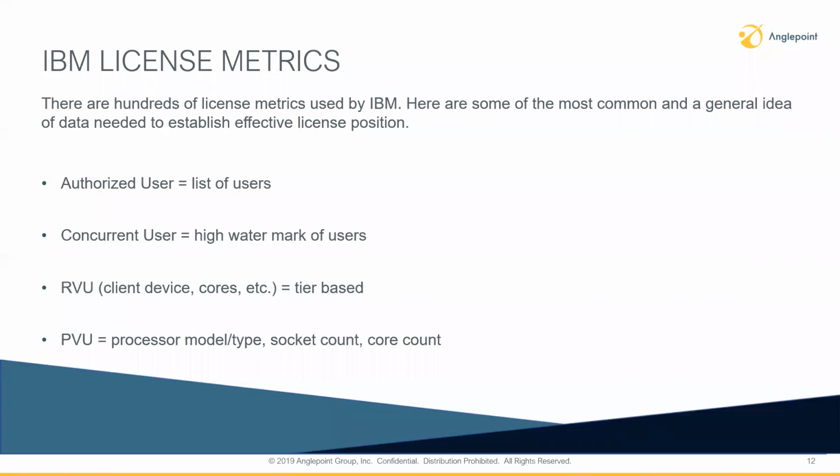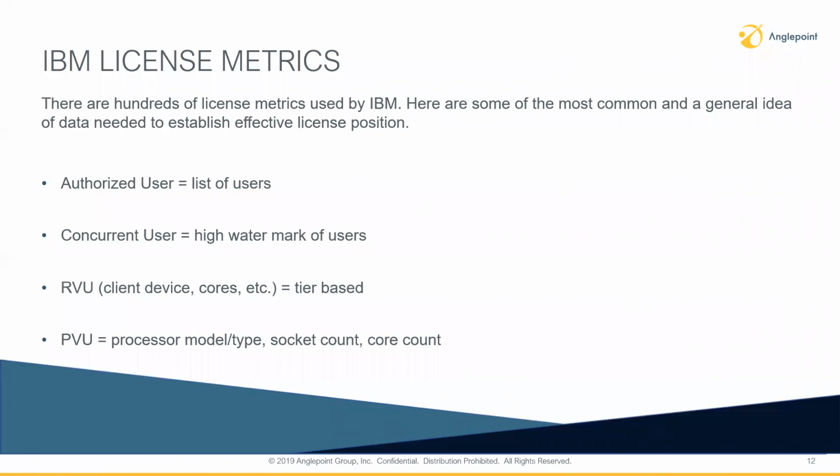So authorized user is a very common metric. With that metric, we're trying to identify the list of unique users that have access to that product. With a concurrent user, we're looking for a high watermark of users, the number of users that were logged in at the same time accessing that product. RVU can be a number of different metrics. For instance, inside RVU, you can have client devices, cores, etc. These are tier-based. IBM has a tier associated with each one of these.